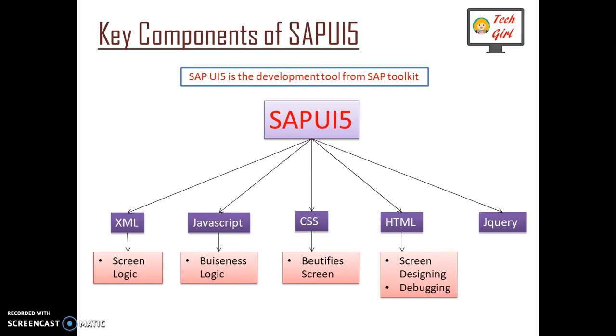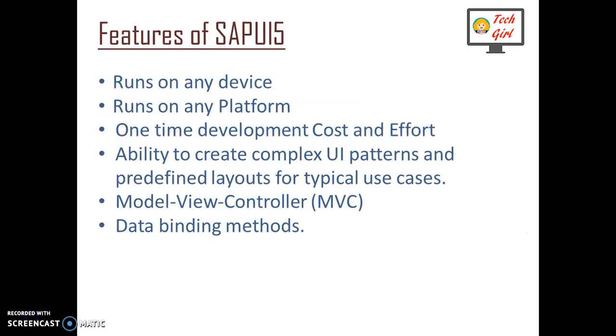What is CSS? CSS, as you all know, is Cascading Style Sheet. It beautifies the screen, makes the screen look beautiful with all new features in it. And then HTML. HTML is not recommended for coding in SAPUI5, but yes, we can use it for debugging. jQuery, theoretically it is a type of SAPUI5 language, but technically I haven't used it yet. So now the features of SAPUI5.